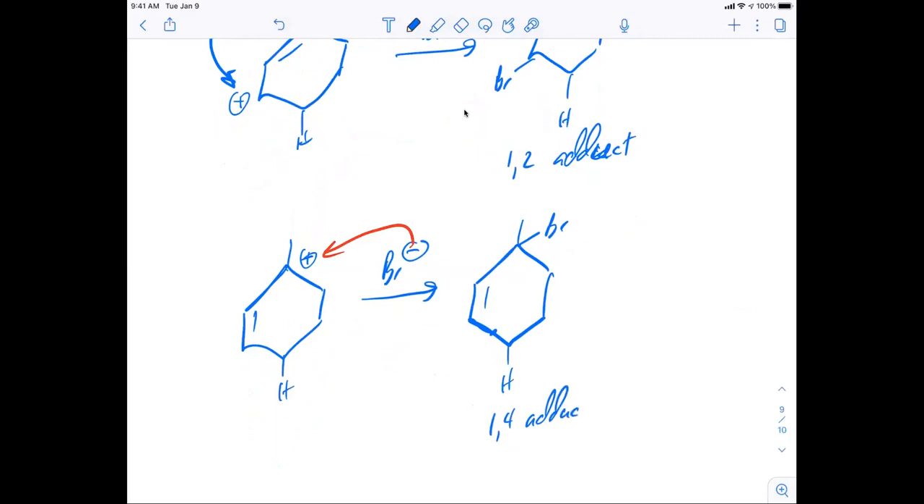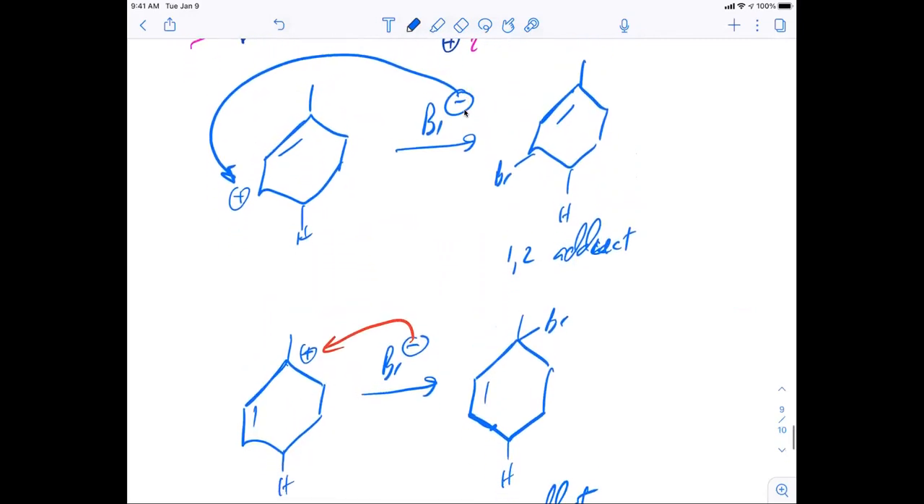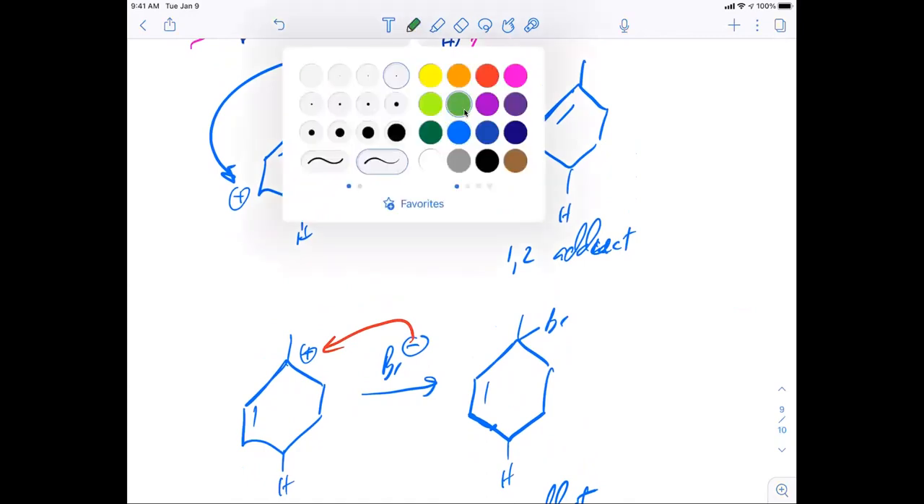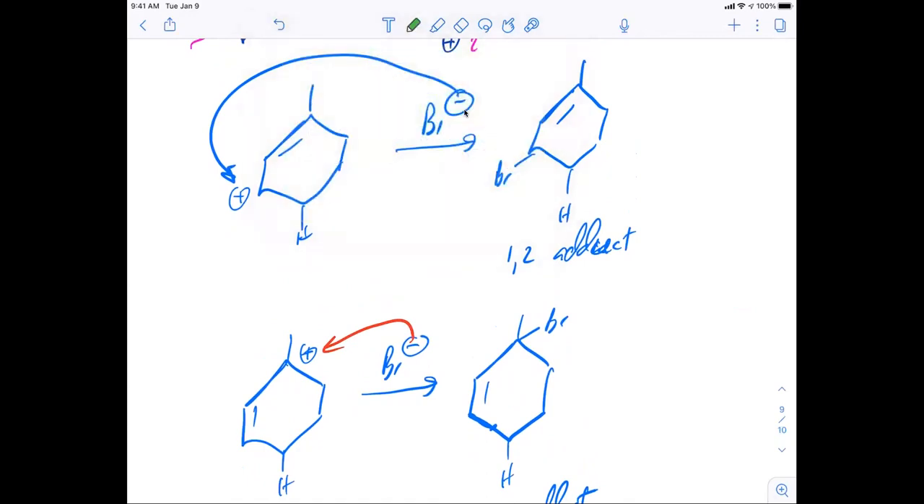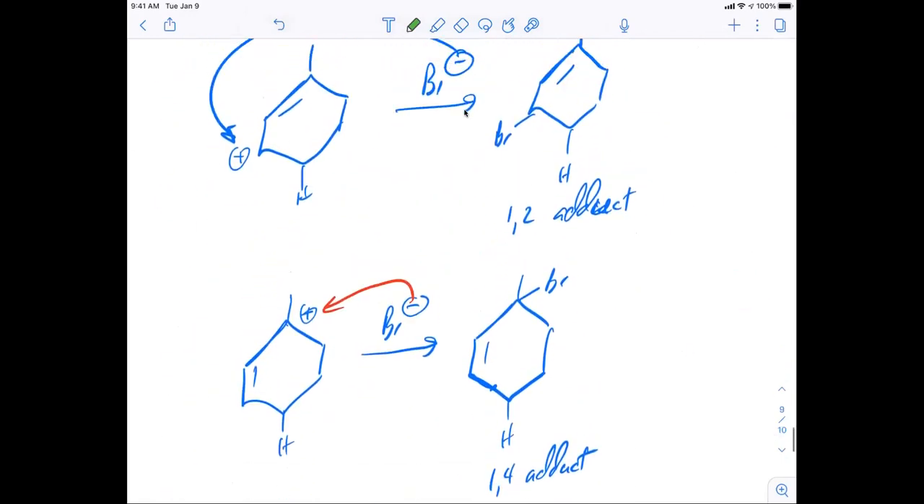An adduct just means version, right? Okay, so which one of these two is the kinetic? Kinetic is easy. What is the kinetic? The kinetic is going to be the 1-2. Right? Why? Proximity and a lower energy of activation. The proximity gives me a lower energy of activation, therefore it's going to be the one formed the fastest.